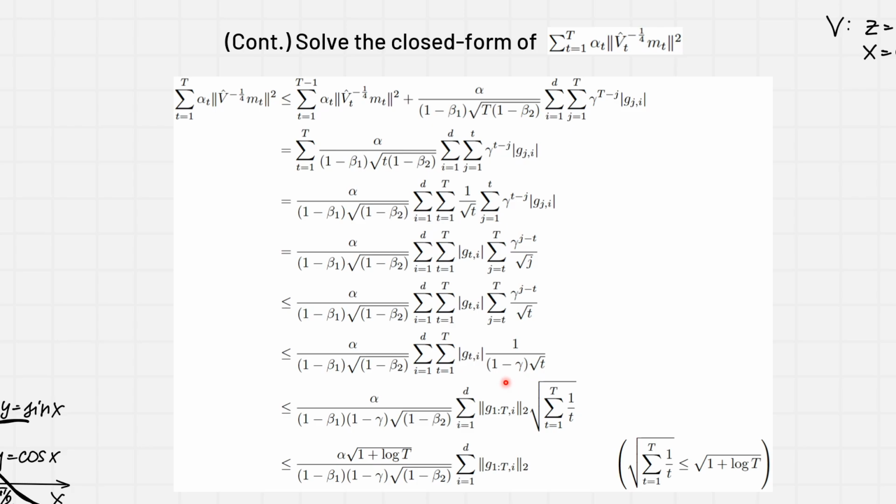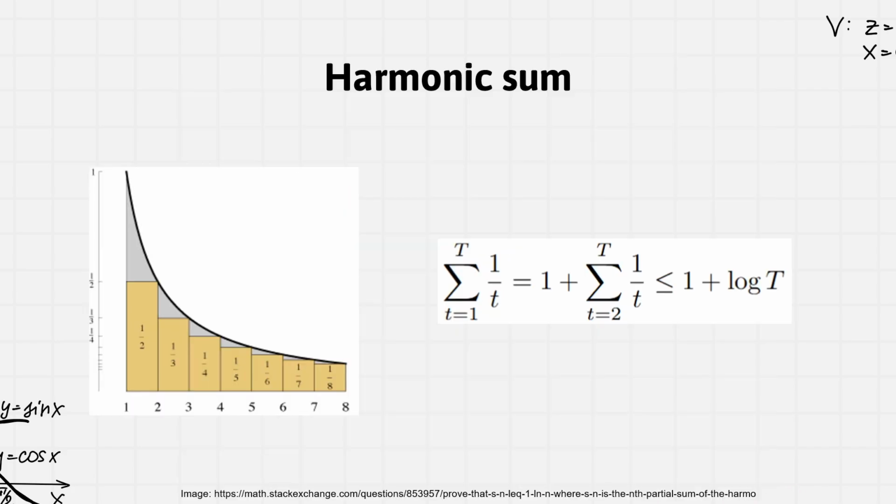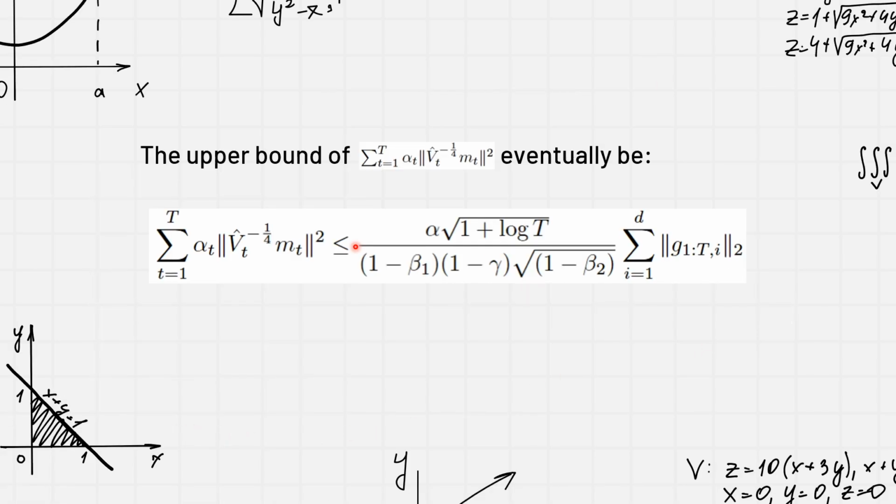And here we use the upper bound of a geometric series. And the last equality, we use the upper bound of a harmonic sum. Just briefly mentioned, we can see the image to know why the upper bound of the harmonic sum is 1 plus log t. After solving the closed form, we got the upper bound with complexity of the square root of 1 plus log t, and multiply the gradient norm. And thus, we complete the second part of the proof.